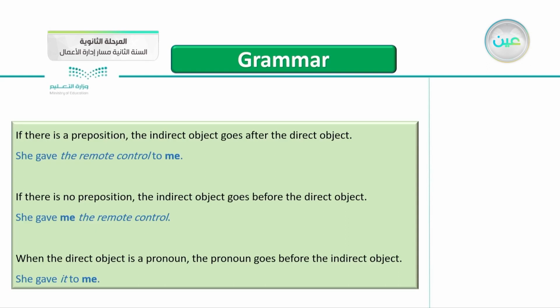The second part here: if there is no preposition to or for, the indirect object goes before the direct object. She gave me the remote control. Notice the difference here.